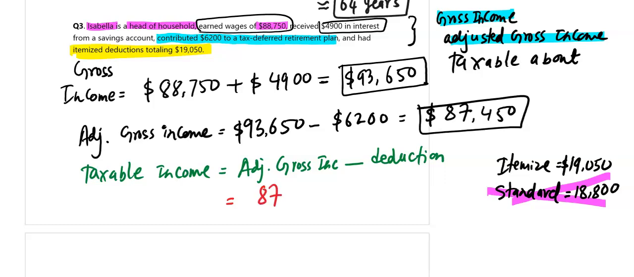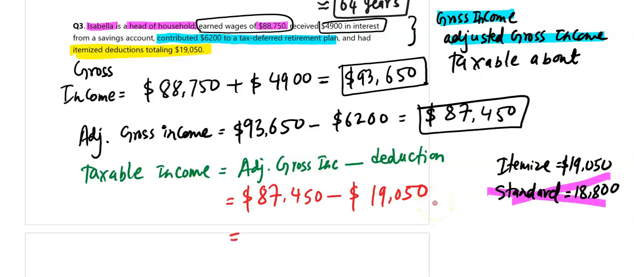That means 87,450 minus $19,050. Again, you have to look for which one is higher. Then you subtract the higher deduction. In this case, itemized deduction is higher, and we're subtracting this.